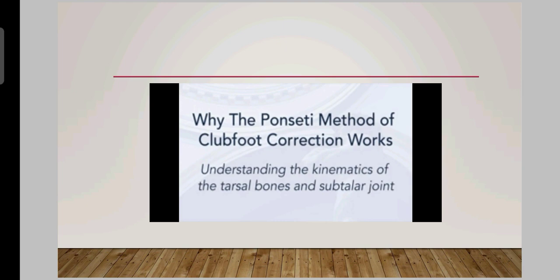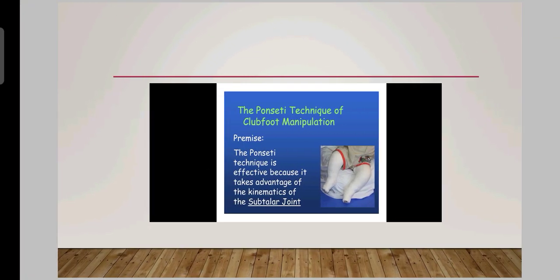Understanding of the kinematics of the tarsal bones and subtalar joints is necessary to understand this topic. The Ponseti method or technique is effective because it takes advantage of the kinematics of the subtalar joint.